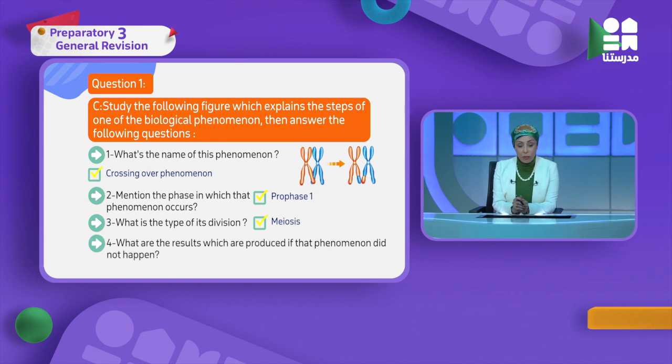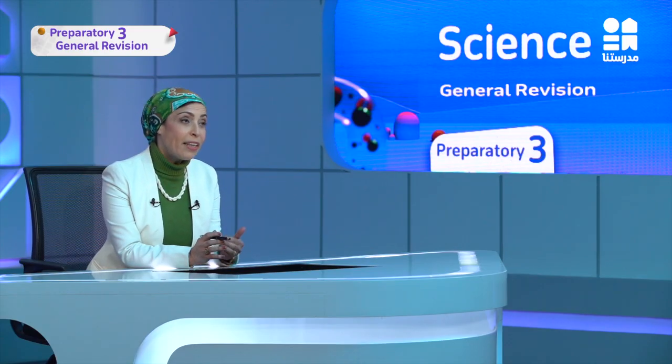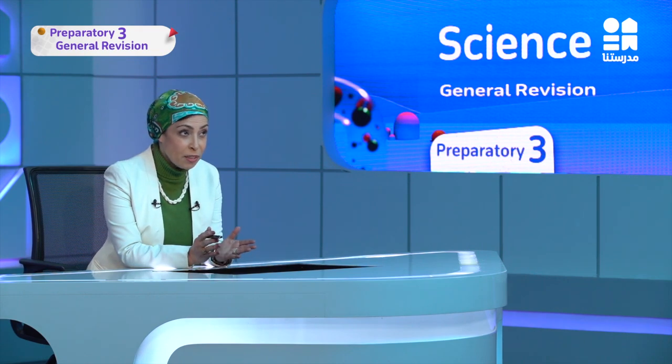The last question on the figure asks about the results which are produced if that phenomenon did not happen. What will happen if this phenomenon doesn't happen? Surely something that used to happen will not happen. In this case all living organisms will be identical.